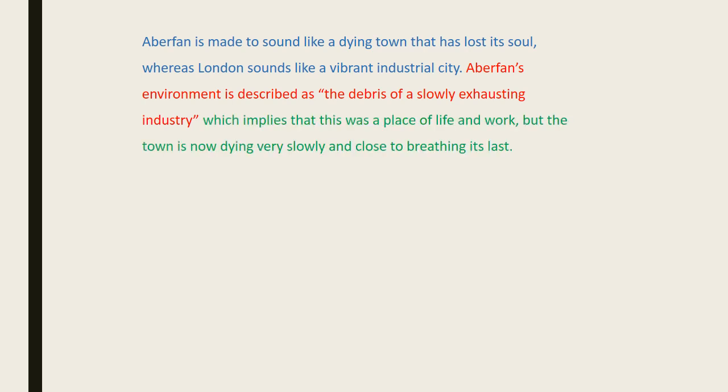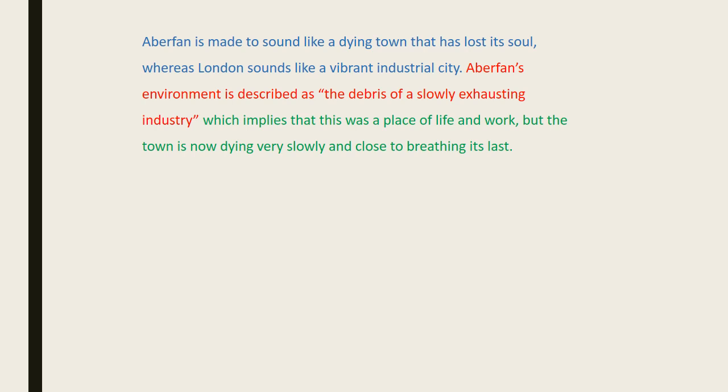And this is what it tells me. It was a place of life and work, but the town is now dying very slowly and is close to breathing its last. Now, just give you a bit of time there to try and see the connection between the two of those.